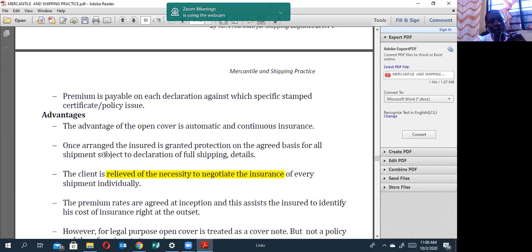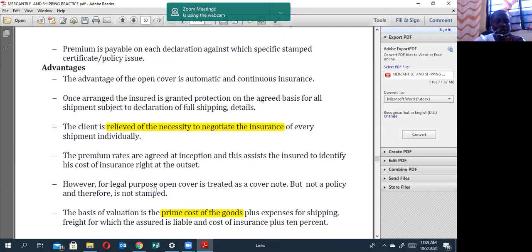What advantage comes with the open cover? Once arranged, the insured is guaranteed protection on the agreed basis for the shipment, subject to declaration of full shipping details. The client is relieved of the necessity to negotiate the insurance of every shipment individually. The premium rates are agreed at inception, and this assists the insured to identify his cost of insurance right at the outset. However, for legal purposes, open cover is treated as a cover note, but not a policy. Therefore, it is not stamped.